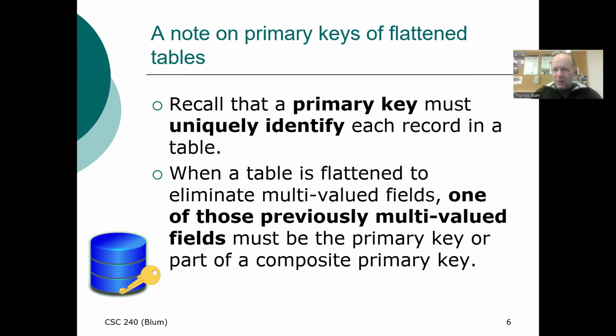One thing I want to say is, it's good to have some rules of thumb to follow. One is, if you flatten the field, then one of those things that was multi-valued must be either the primary key or part of a composite primary key.